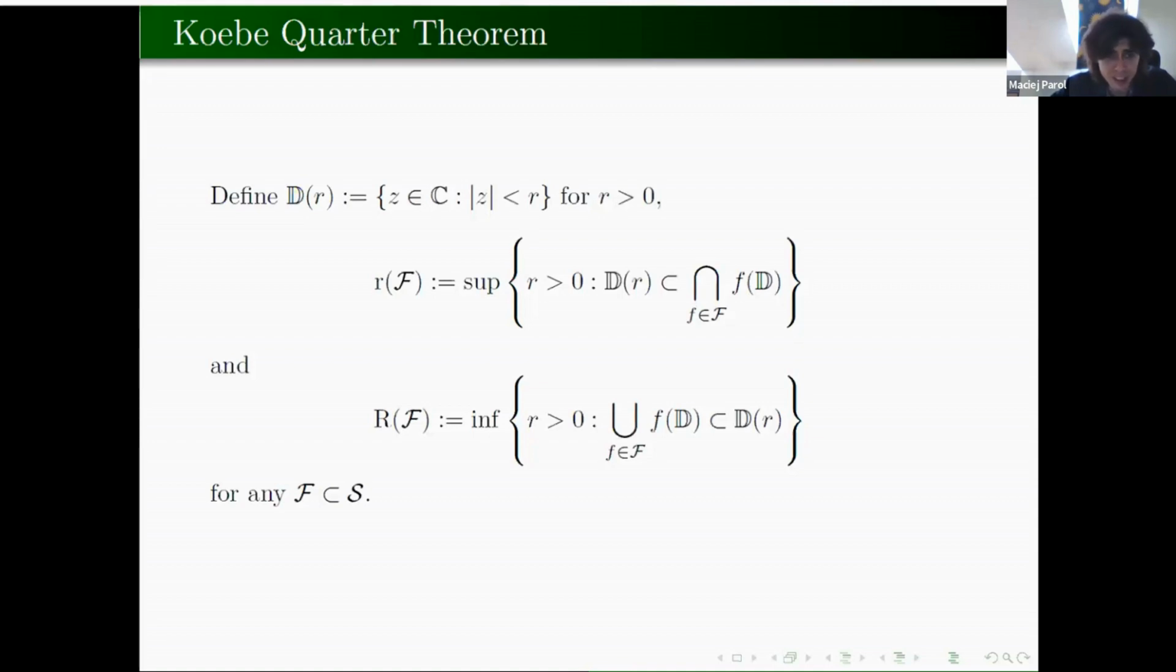And the second one is capital R of f. This is the minimal radius such that every image of the unit disk through any function f from the class F is a subset of the disk D of R. And the class F is any subset of the class of univalent functions. And the main problem in our studies is to determine these two radii for some classes of functions.